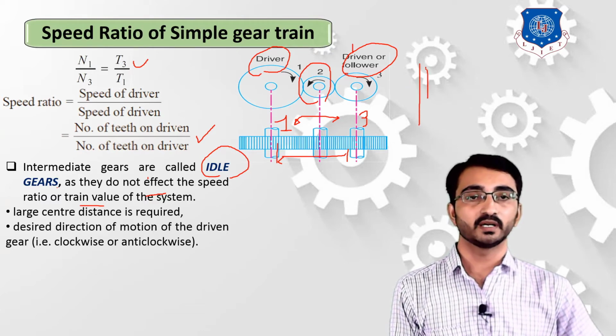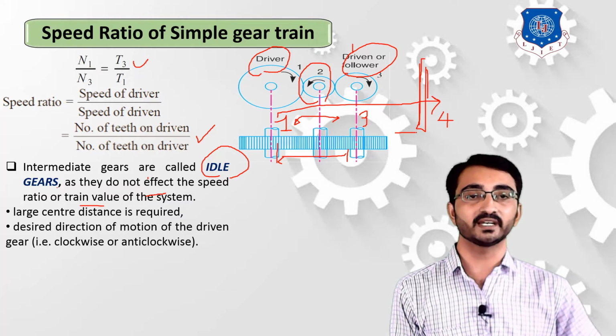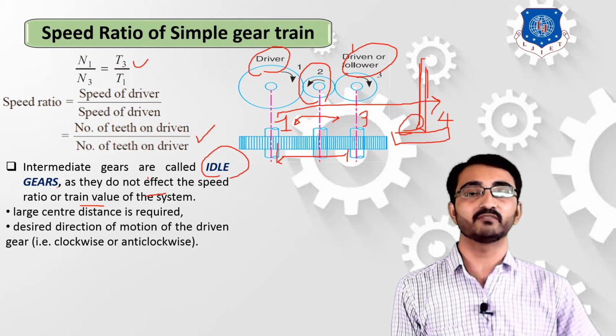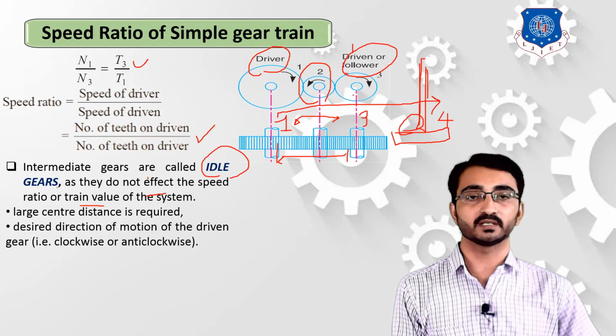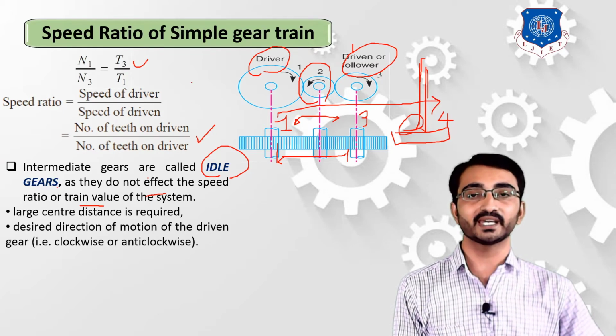But if you want to transmit power for more than this distance, let's consider over here shaft number 4 and you want to transmit power from shaft number 1 to shaft number 4. So in that case, you can use one more idler gear and here you can place your output gear, or we can say the driven gear. In that case, we can use a number of idler gears because they are not playing any role in the speed reduction or speed ratio.